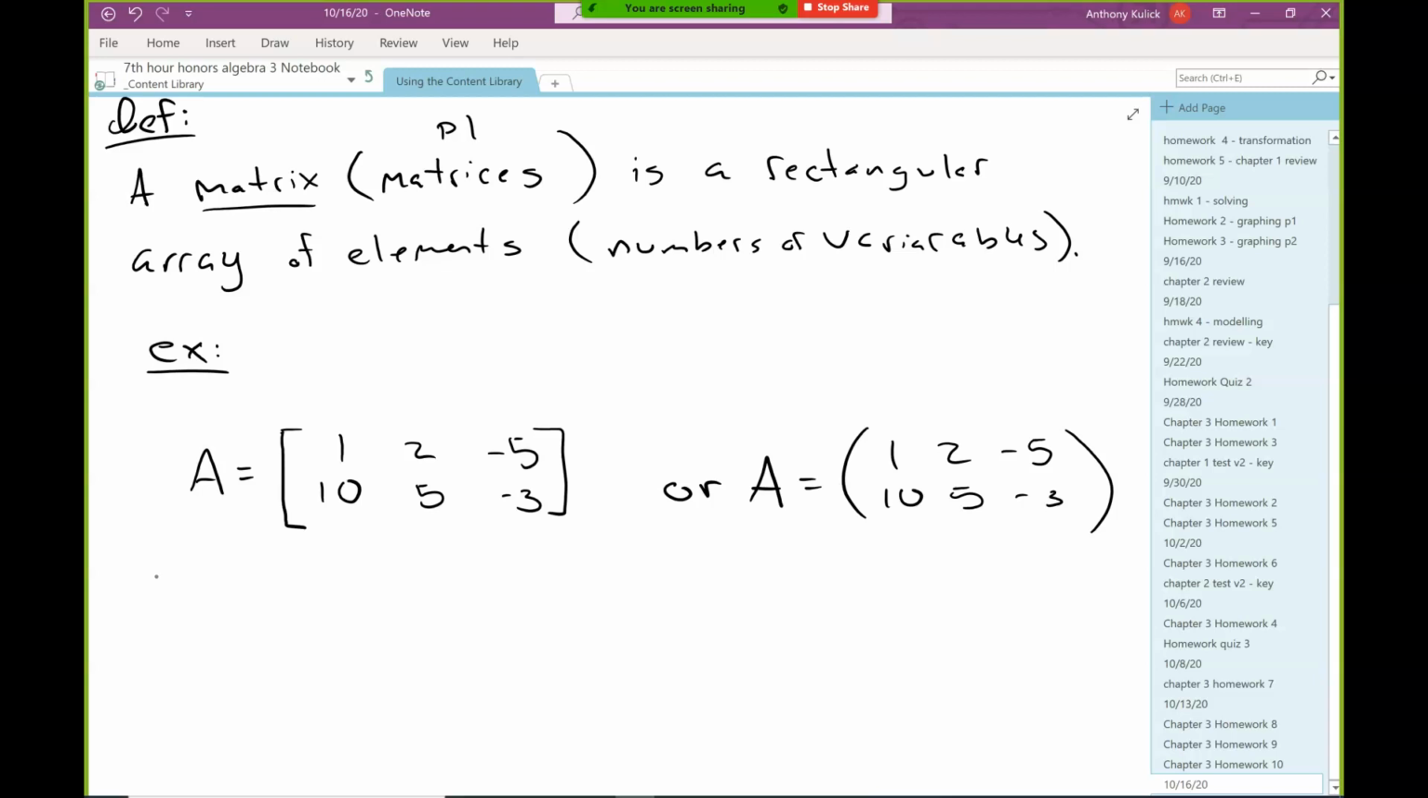Well, you might talk about the number of rows and columns that has to be in the array, right? You're going to have 2 rows. The rows go left and right. And you're going to have 3 columns of numbers. Everybody agree with that? So that's how we're going to describe the dimension of our matrix.